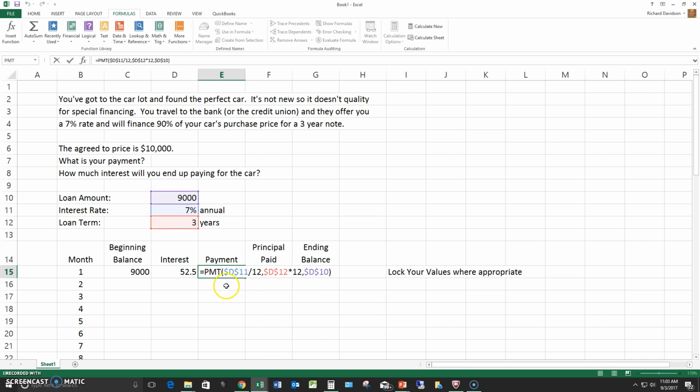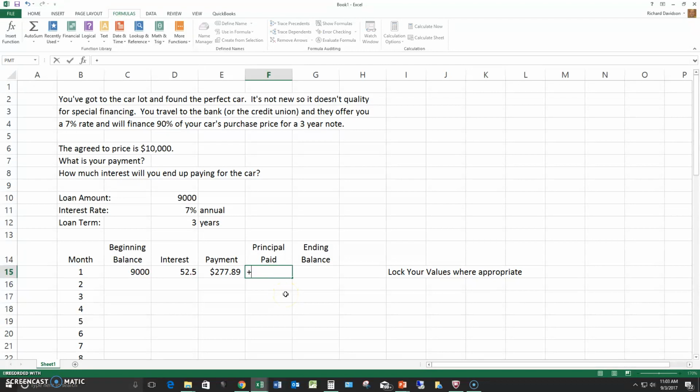Now you can see the formula. We get our locked interest rate divided by 12, our locked term times 12, and our loan balance. I'm going to multiply that by -1 and get that to be a positive number. So how much principal did we pay? Well, we have two components in our payment, principal and interest. Our payment was $277. Our interest was $52.50. The balance of that is how much we paid down our principal.